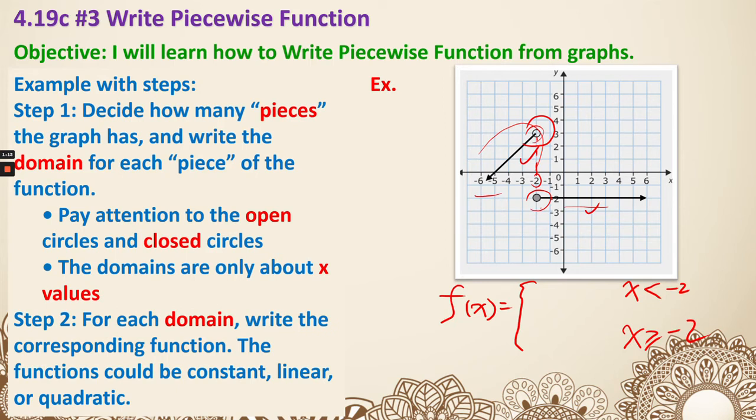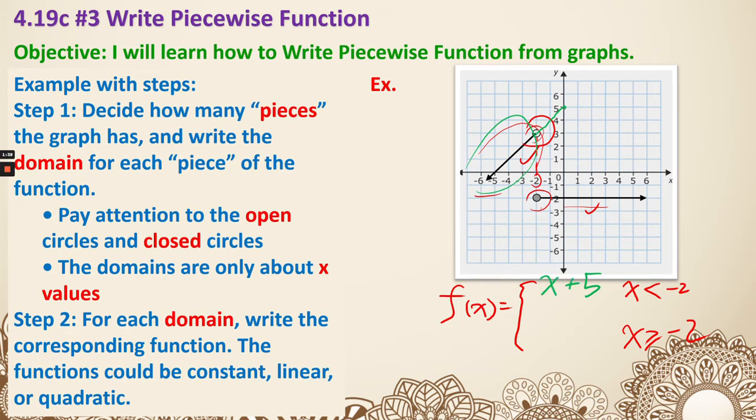Now, for each domain, we are going to write the corresponding function. The functions could be a constant function, or a linear function, or a quadratic function. The first one is this one. I'm going to extend it so I can see exactly where the y-intercept is. The y-intercept is actually at 5. And you can see the slope is 1 up, 1 over, so it's got to be x plus 5.